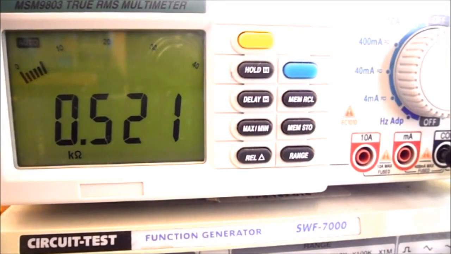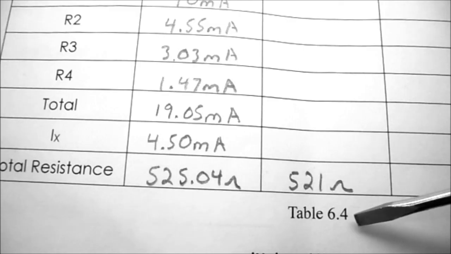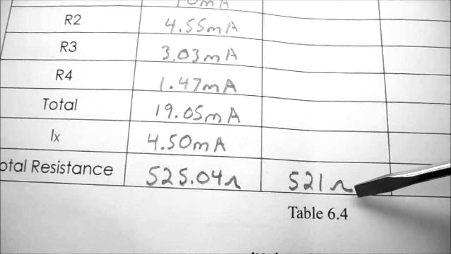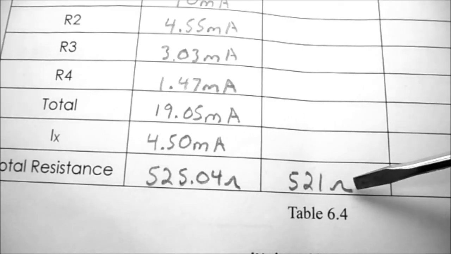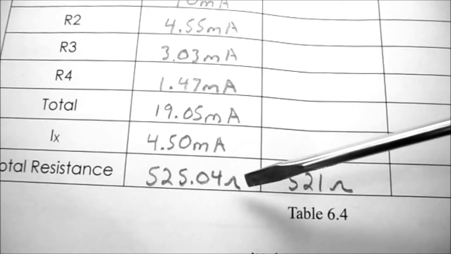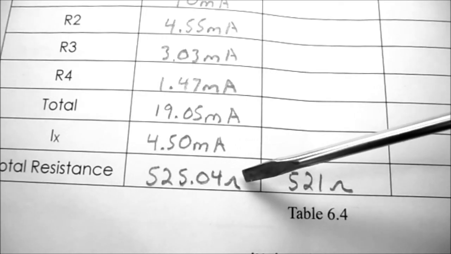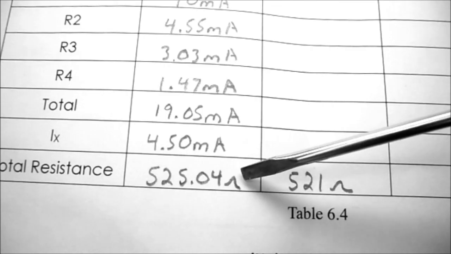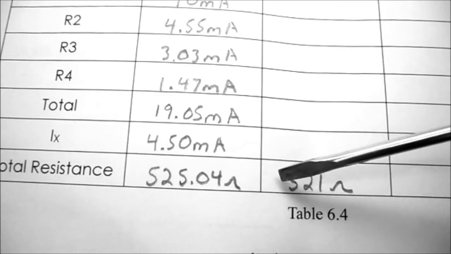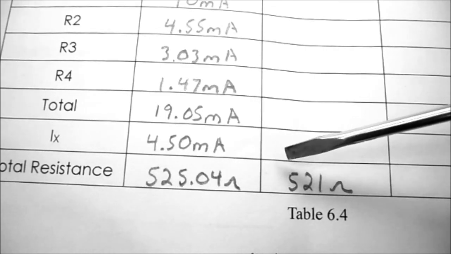So you can see the resistance reading on my DMM is 521 ohms. So on table 6.4, I record my 521 ohms. I compare it to my calculated resistance that was 525 ohms. So since they're very similar, I can conclude that I've wired up my circuit correctly.